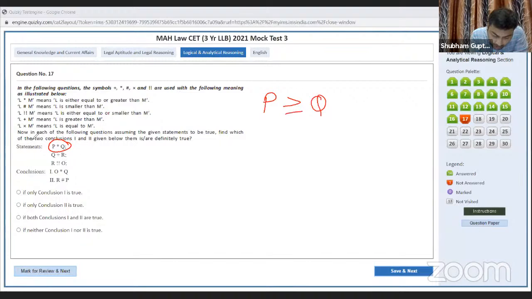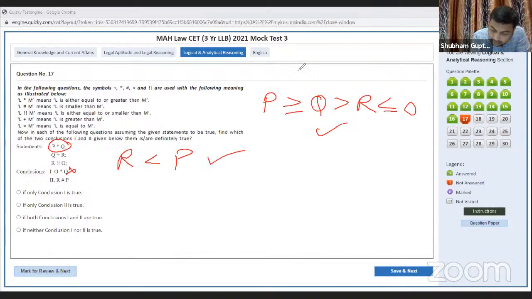Now next is Q plus R: Q is greater than R. And next is R double dash O: R is either less than, so this is reverse, O. Now if I have to connect O and Q I cannot, because the signs are opposite. R hash P: R is smaller than P. This is true. So I'll go with the second statement.